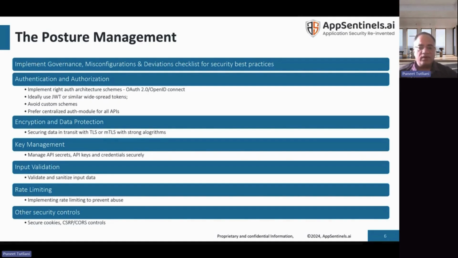Rate limiting is an important control on APIs. So, implementing rate limiting to make sure that APIs are not being abused is critical and important. And further, API security controls, like ensuring that proper cookie configurations are there, they are secured, and there is protection against CORS or CSRF sort of attacks that are possible and enforced on the APIs.